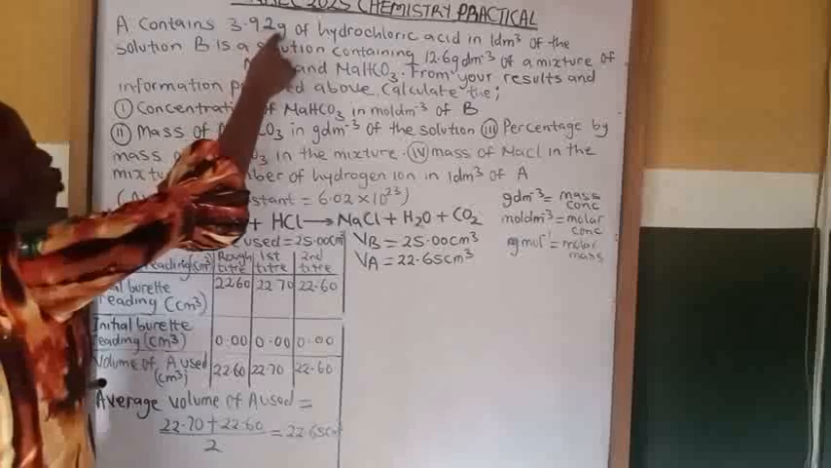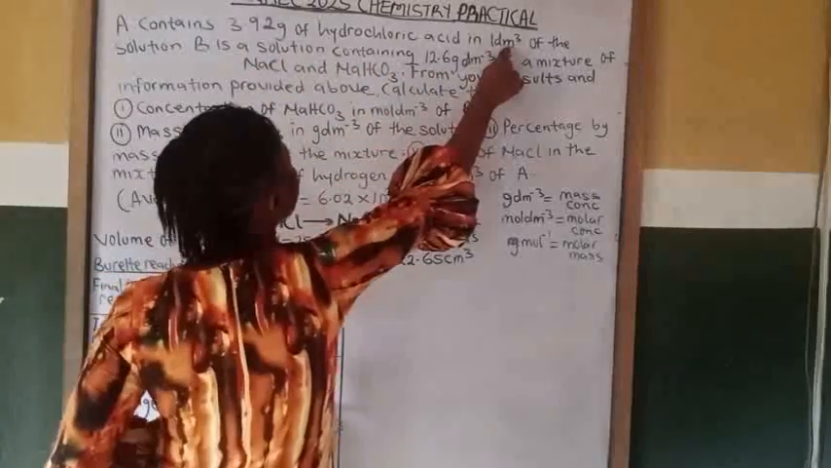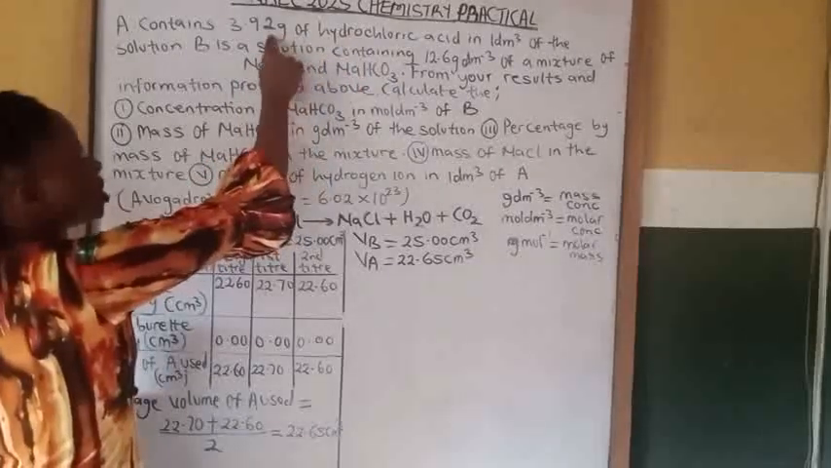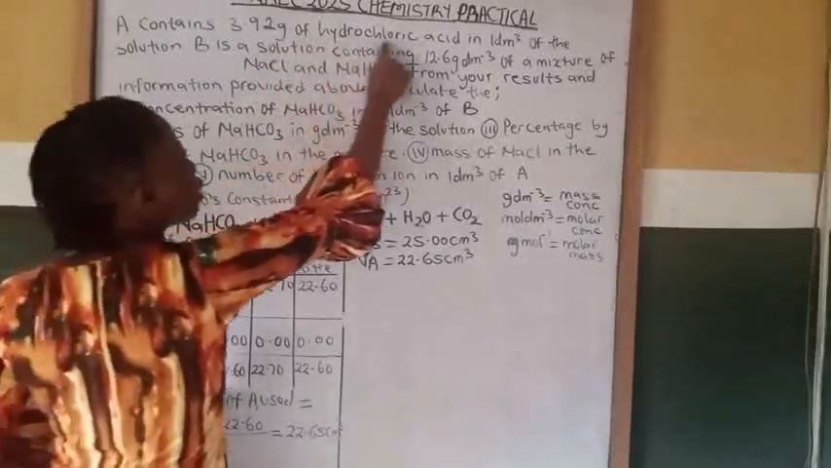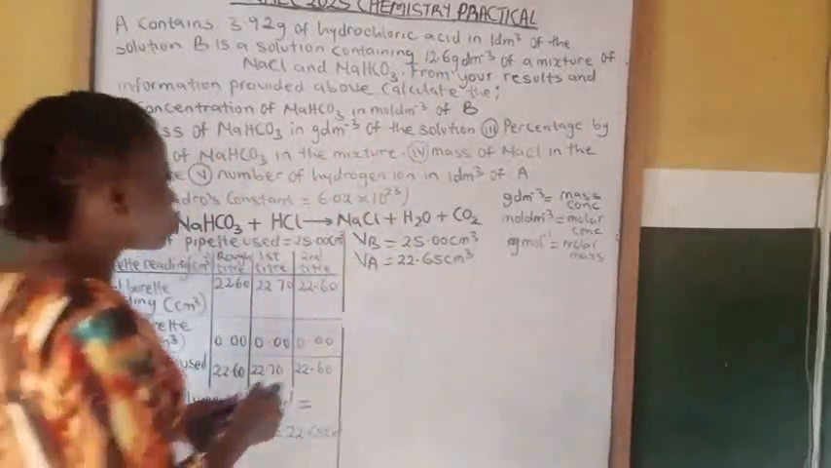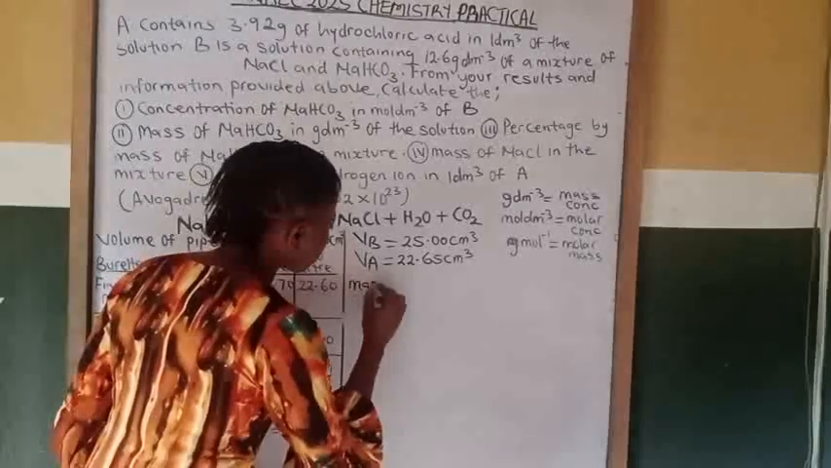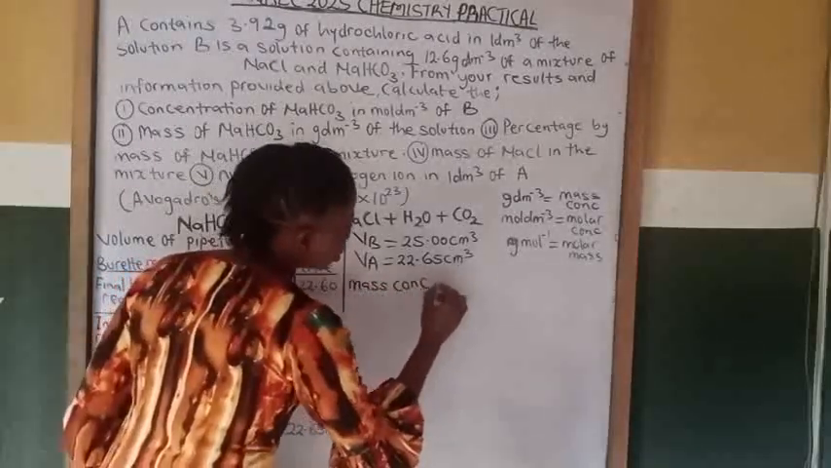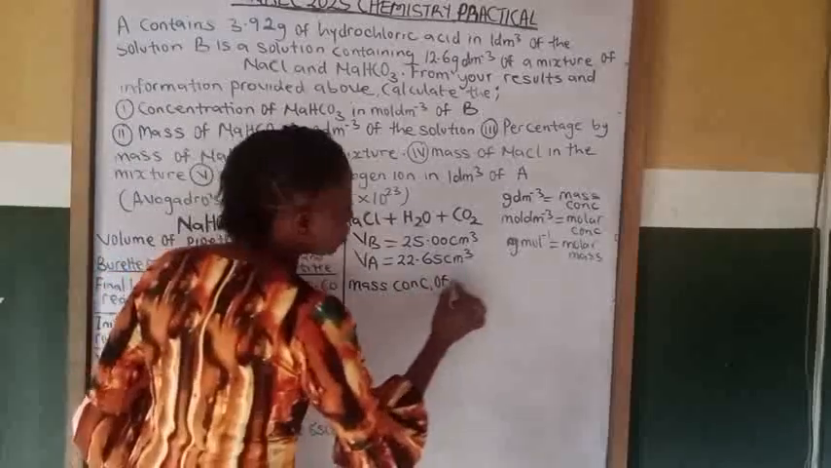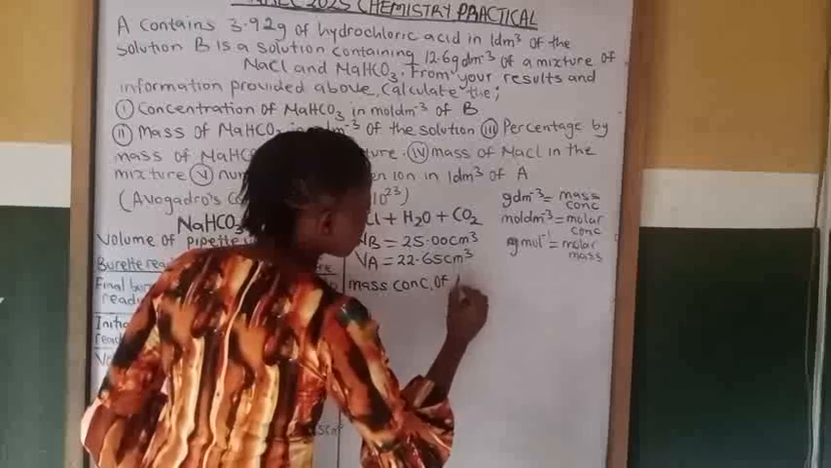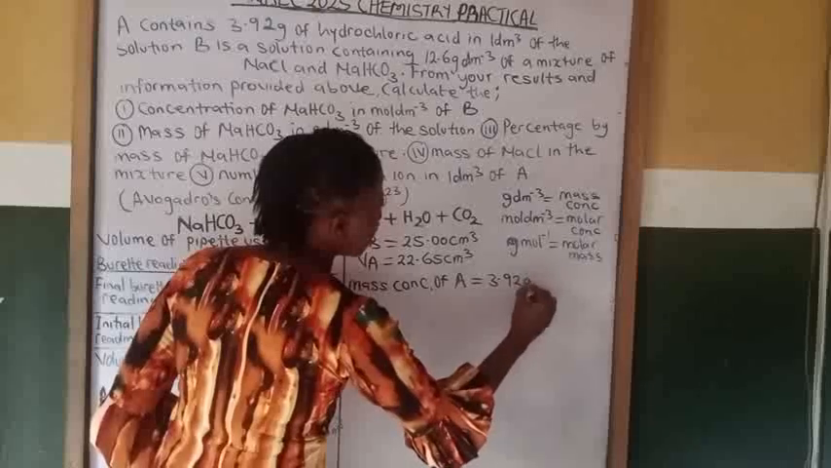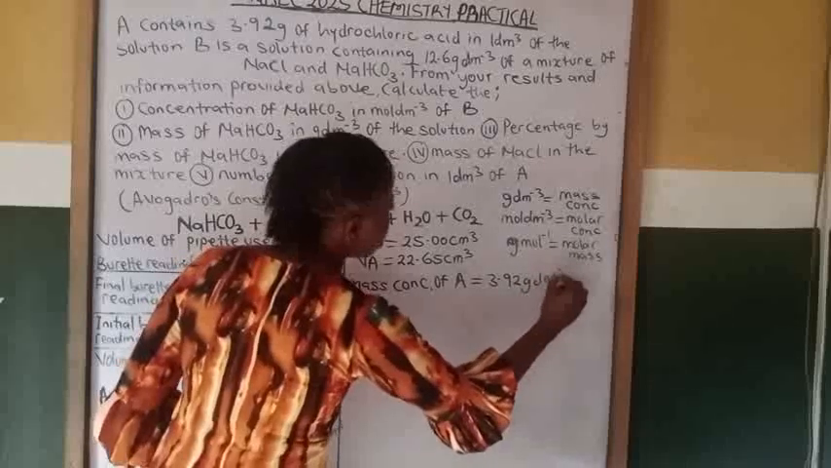So this 3.92 gram per 1 dm cube is the mass concentration. Anything in gram per dm cube is the mass concentration. So mass concentration of what? Of hydrochloric acid. That's my mass concentration of acid. So I'm going to write mass concentration of, please write your concentration fully, mass concentration of A is equal to 3.92 gram per dm cube.